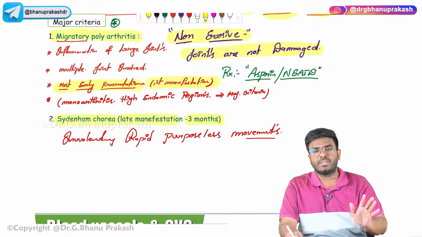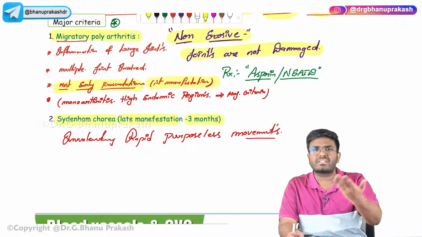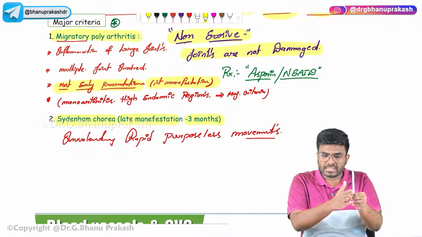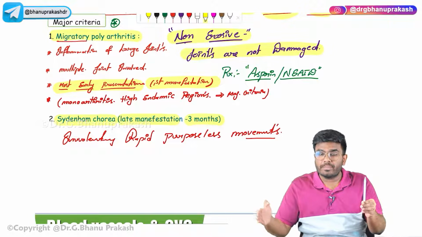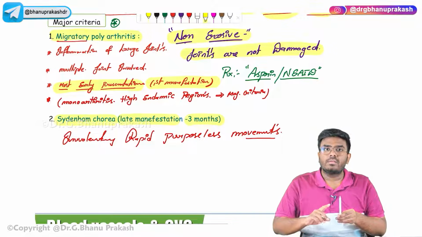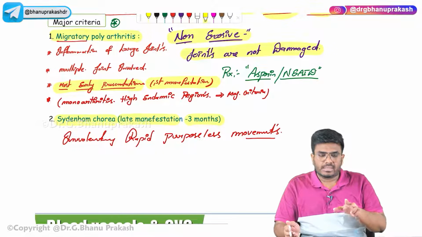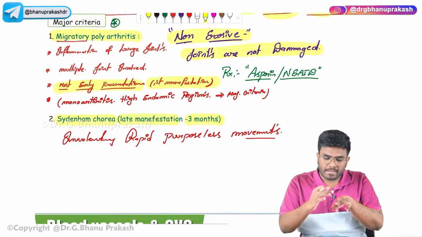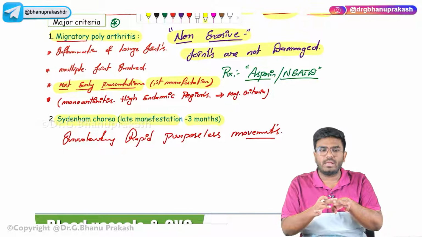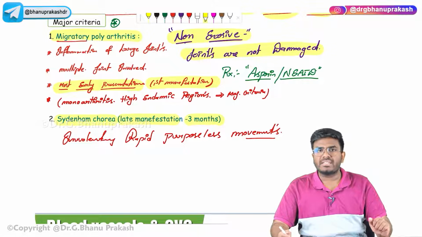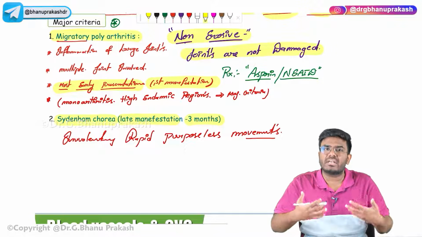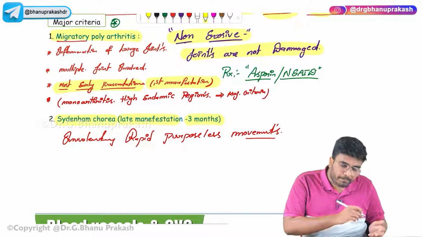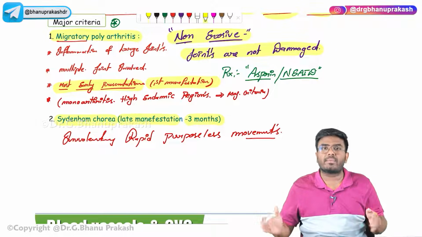But the late manifestation, it is going to be seen after 3 months, mostly after 4 months or 5 months or 6 months. So if in the first month there is migratory polyarthritis, after 6 months, the patient is going to develop the Sydenham's chorea. So there is no chance that the migratory polyarthritis and Sydenham's chorea are going to be coexisting. By the time the patient develops the Sydenham's chorea, the migratory polyarthritis is resolved. Okay, it's a self-resolving condition, right? By the time the Sydenham's chorea is developing, the patient is totally cured from the migratory polyarthritis.